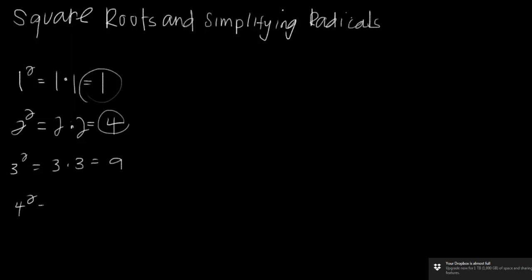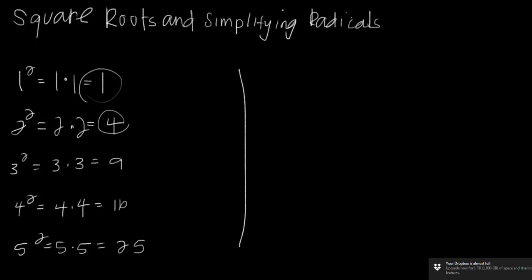4 squared is 4 times 4, which is 16. Therefore 16 is a perfect square. And then 5 squared is 5 times 5, which is 25, which makes 25 a perfect square. Now, I said I was going to go through 1 through 10, but I'm not. I'm done there. Okay, that's a perfect square. That's when we square something. Let's talk about finding the square root.